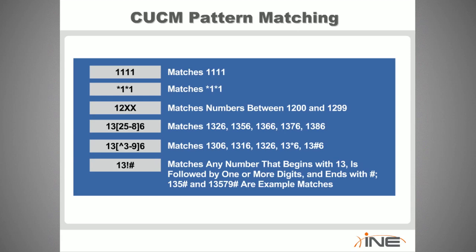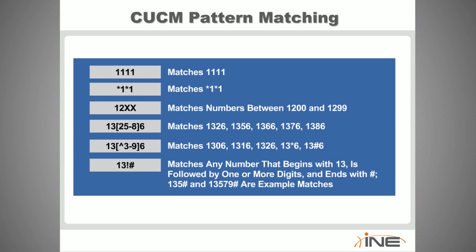Everyone said 100. It does not match 99 because counting canonically, 0 is also a number. So 1200 is the first number, and then we have 1 through 99. So it matches 100 numbers. That's exactly right. Next, 13 in the left-right brackets, 2, 5, 8, 6, 2, 5, 8. That matches everything we see here to the right: 1326, 1356, 1366, 76, and 86. Okay, but it does not match 0 or 1, 3 or 4, or 9.